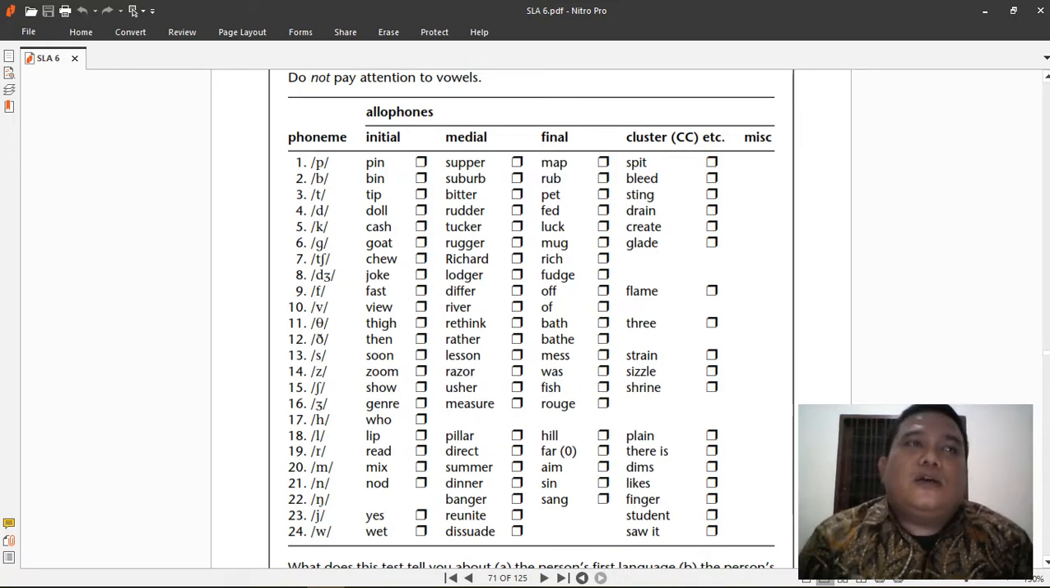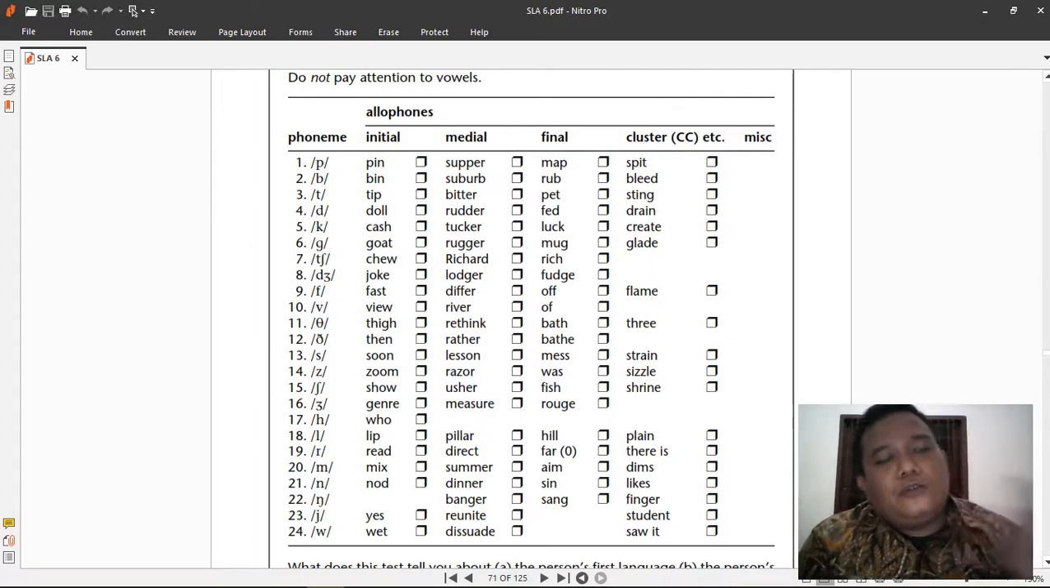Okay, and in faster pronunciation, you may just pronounce it saw it, but in slow motion, you may pronounce it like saw it. Okay, so I hope you can pronounce all of this.